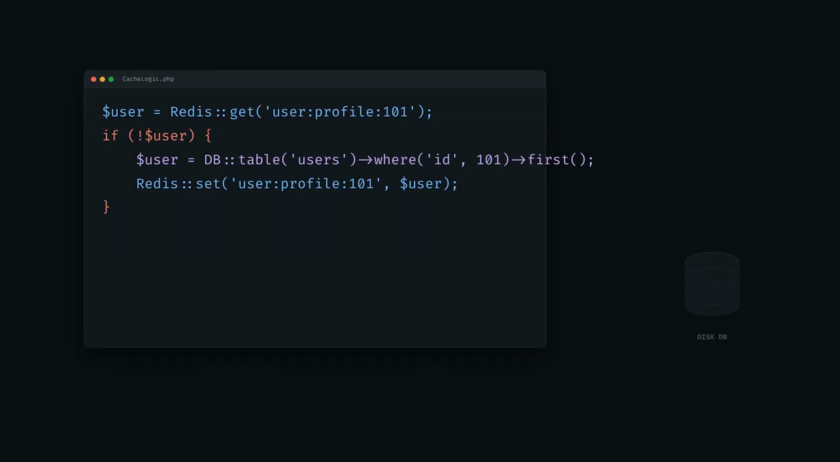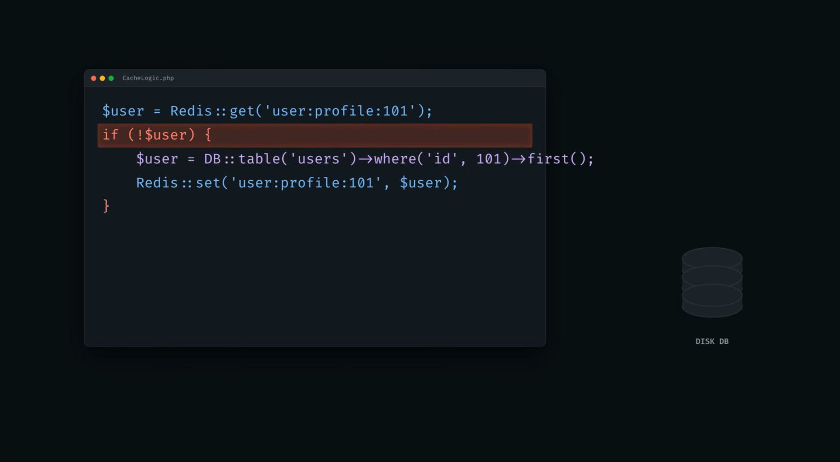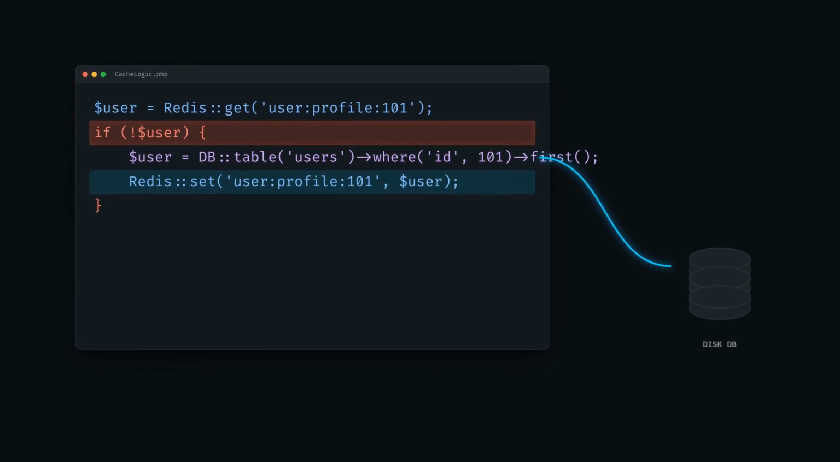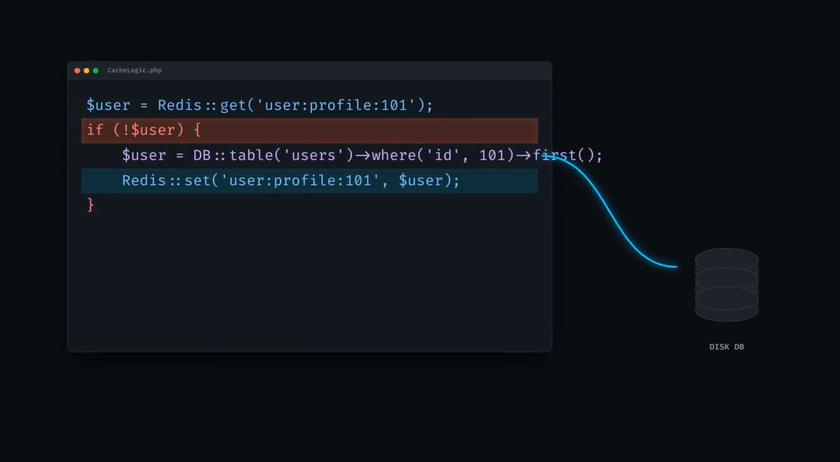If the data isn't there, a cache miss, the application falls back to the traditional database to perform the heavy query. But right after retrieving it, the application saves that result into Redis. The next time that user or any system component requests this profile, it's served instantly out of memory.